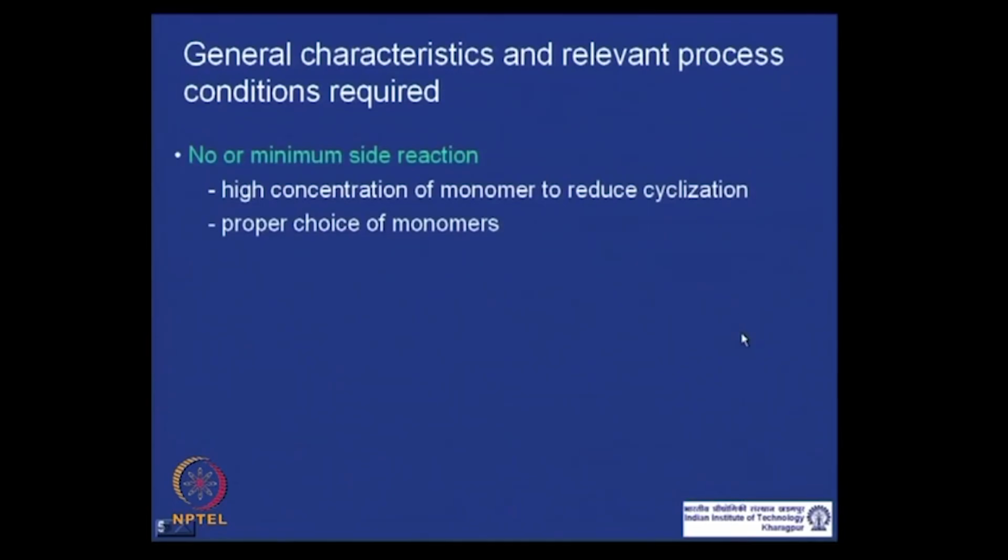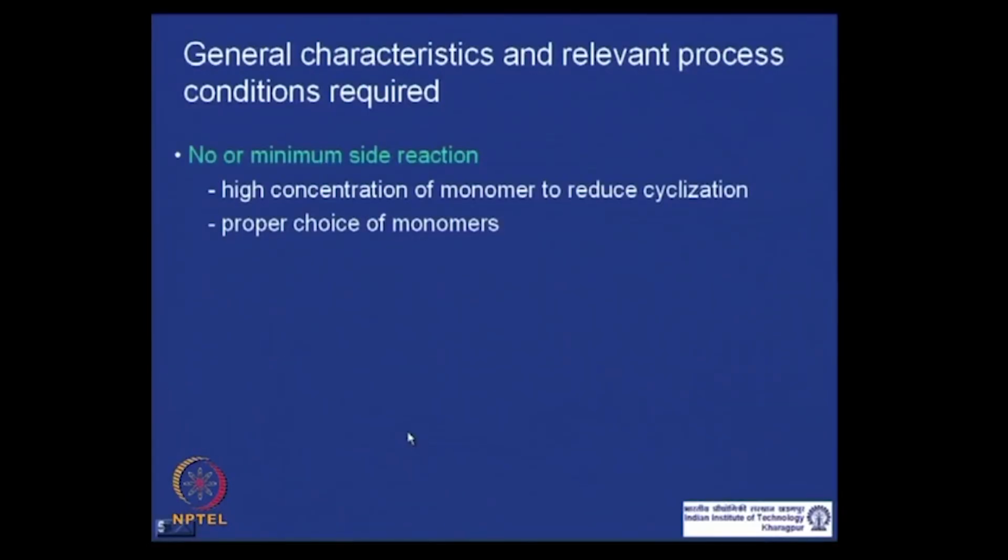Next point is no or minimum side reaction. We know these side reactions, such as cyclic formation. If cyclic formation takes place too much, then they will come out of the reaction and your distribution goes up. If your side reaction forms molecules which are monofunctional and act as a chain stopper, then it will harm the building up of your molecule, it will stop the molecule there itself.